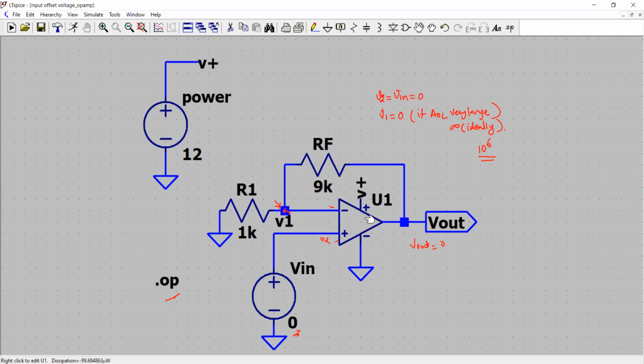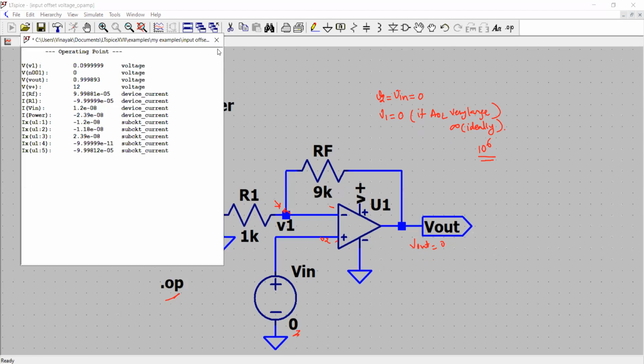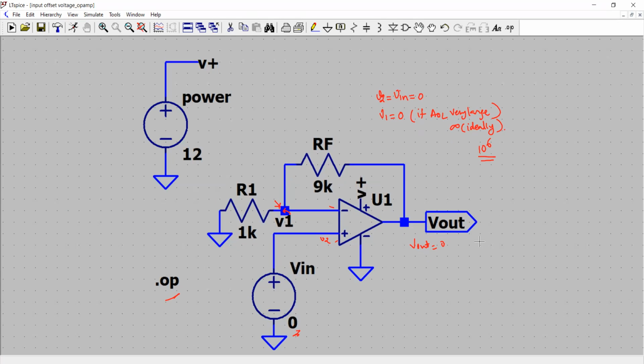So usually in practical op amps, you have offset voltage in the microvolts range, tens of microvolts. And if it is ultra precise, ultra low offset, then even a few microvolts. Okay, so that was all about the offset voltages, input and output offset voltages.